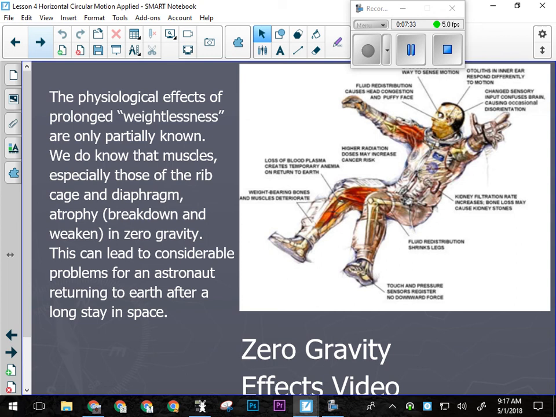If you don't use your muscles, you don't use your bones, they'll weaken. When they weaken, things start to build up in the blood in higher amounts than they should, especially calcium. If calcium starts to build up in the blood, the kidneys will try to get rid of it. And what will you develop? Kidney stones. Now, kidney stones on Earth can be problematic.